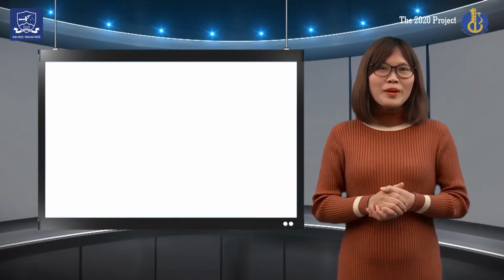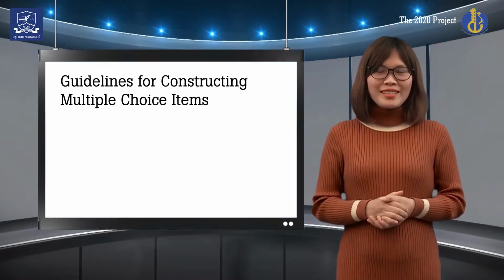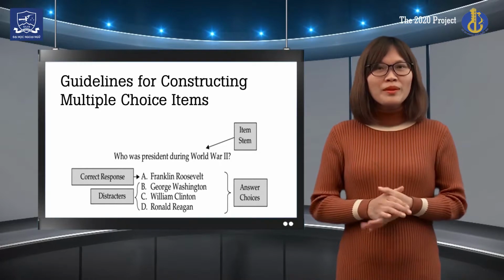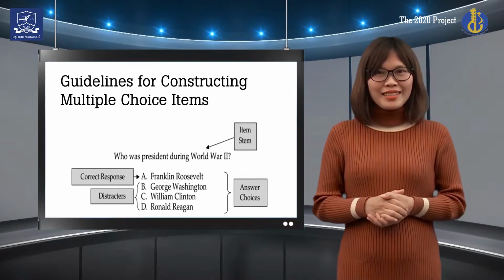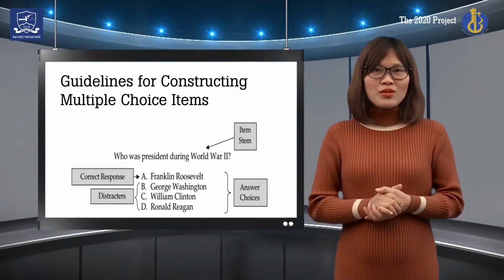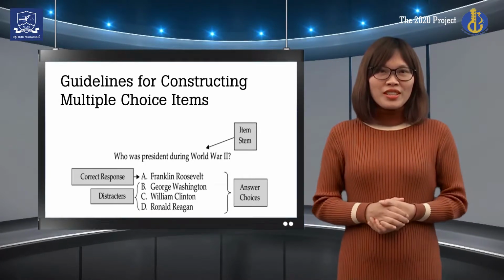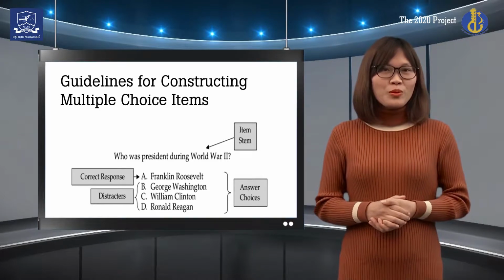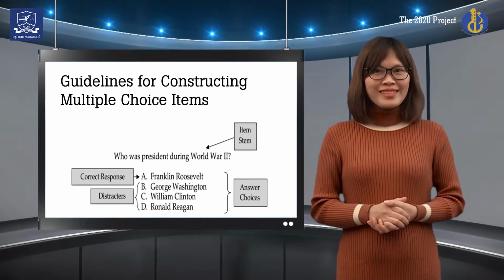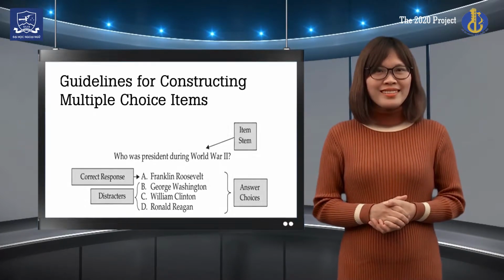And now we come to the main part of today's lecture, guidelines for constructing multiple choice items. Throughout this section, we will use some terms to describe parts of multiple choice items. So now, take a look at the sample given, so that you have a visual reference for these key terms. As you can see, the question, "Who was the president during World War II?" is called the item stem. Next come four answer choices. One of them is the correct response, and the rest are distractors.